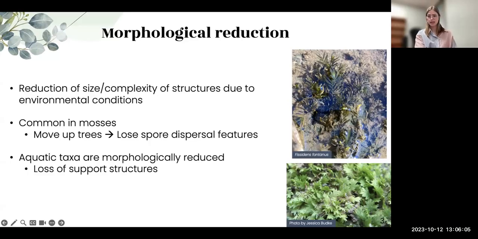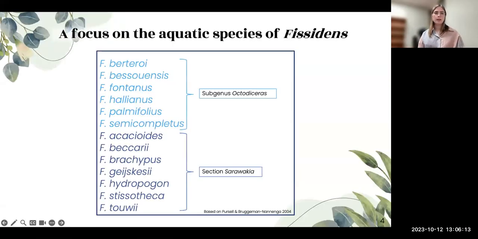So aquatic taxa are morphologically reduced, as I mentioned before. They have that loss of support structures. So a little bit into the species that I'm focusing on. There's two subgroups of aquatic taxa, and historically they've been grouped based on those reduced features that I was just talking about instead of synapomorphies. So they've been grouped based on these lacking features. So they fall within two groups, the first group being subgenus Octodoceras, and the second group being section Sarawakia.